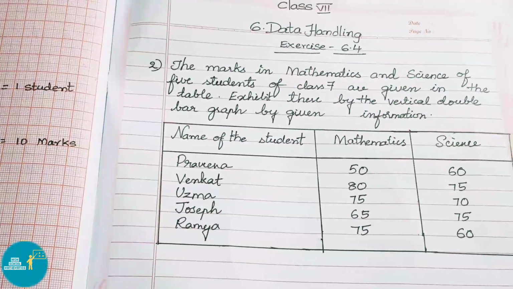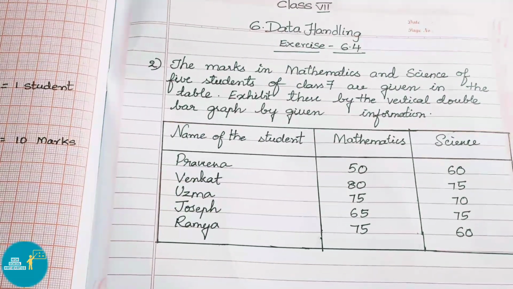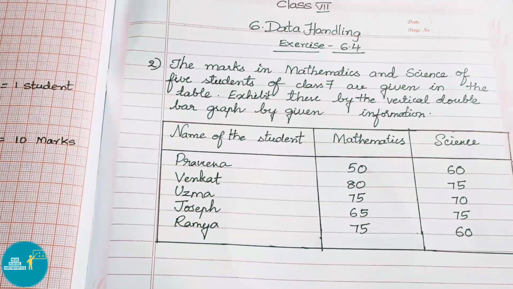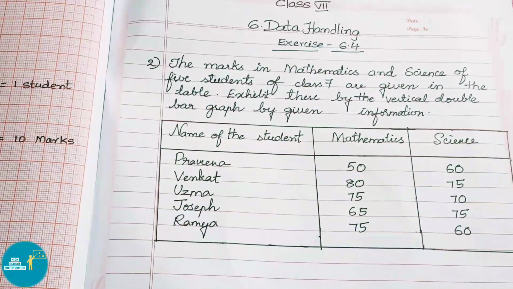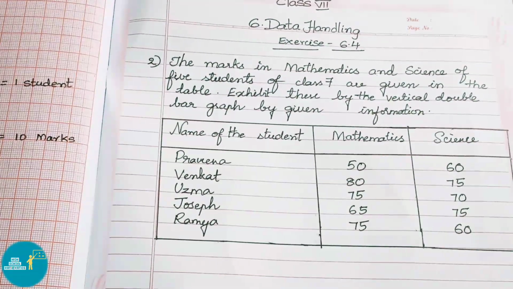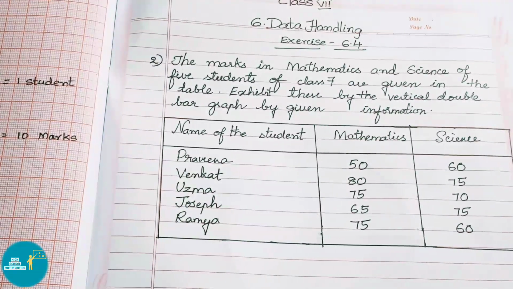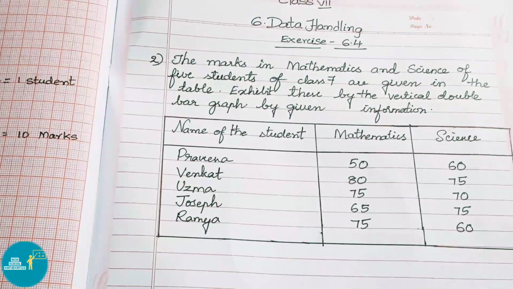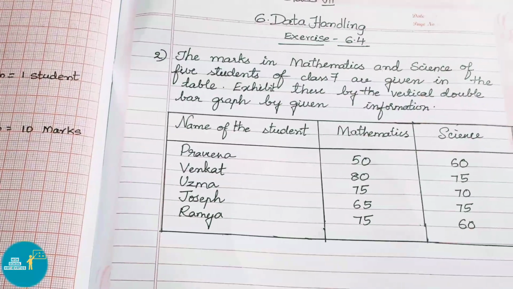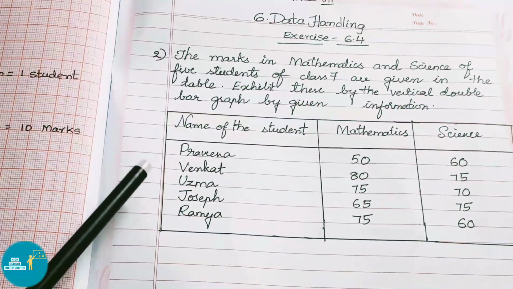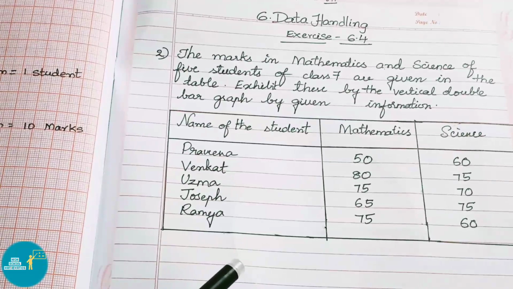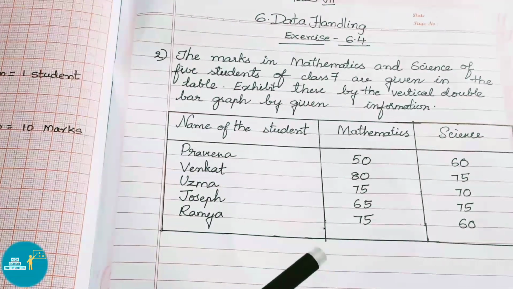See now second question. The marks in mathematics and science of 5 students of class 7 are given in the table. Exhibit these by a vertical double bar graph using the given information. See the tabular form: name of the student, mathematics and science marks they have given. First student Praveena, she got 50 marks in mathematics and 60 marks in science.